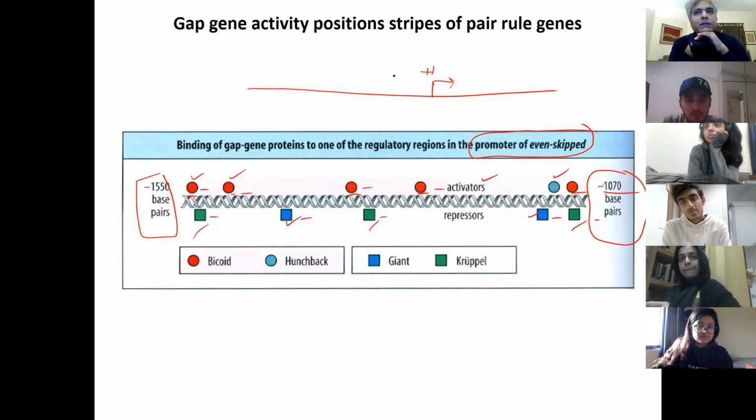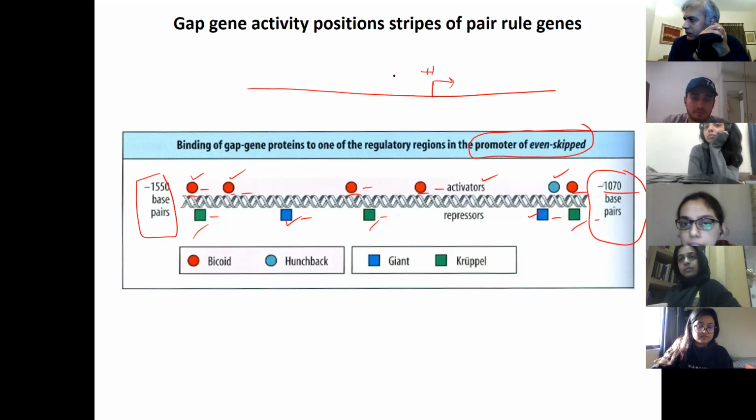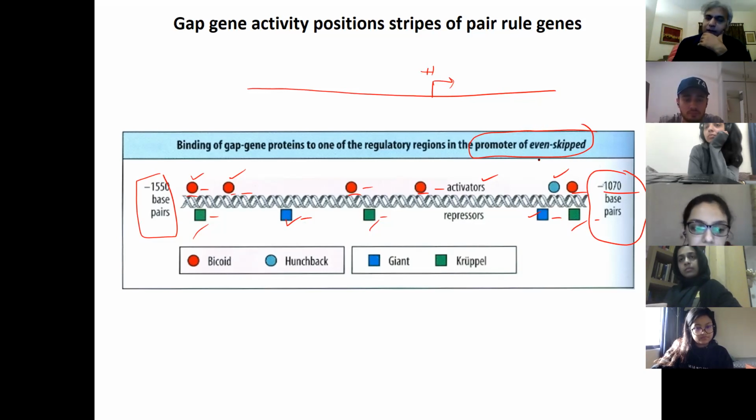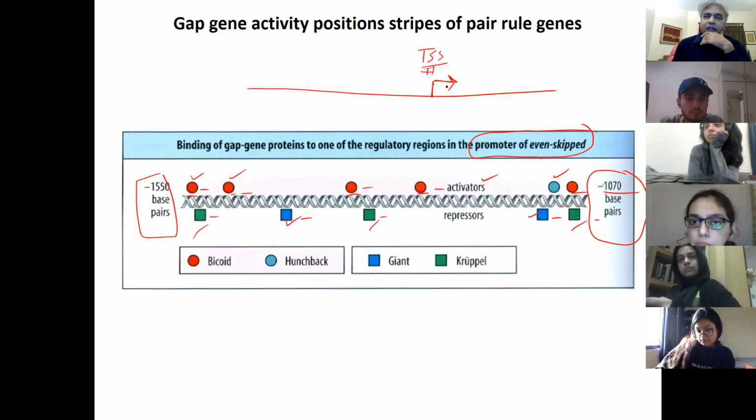So it's +1? That's basically where the transcription starts. That's the start site, where the transcription will start. Yes, this is the transcription start site. Now, where will be minus 1070? That will be upstream of the site, within the promoter. So, children, this is the transcription start site. +1 means from where RNA polymerase starts making messenger RNA.